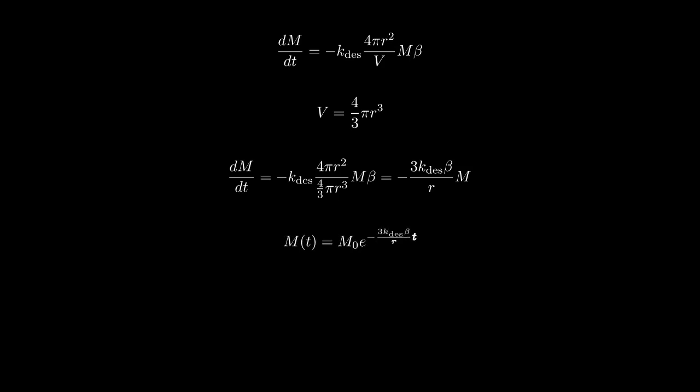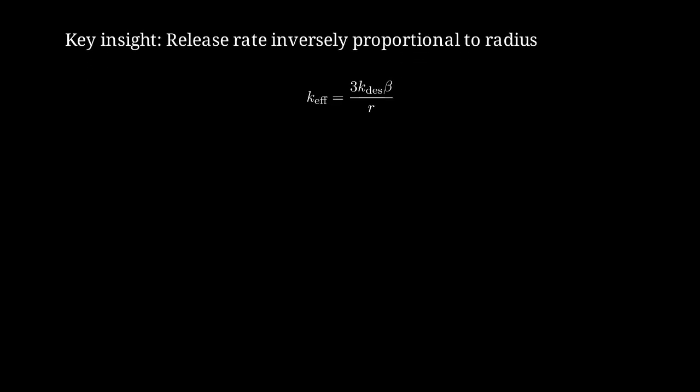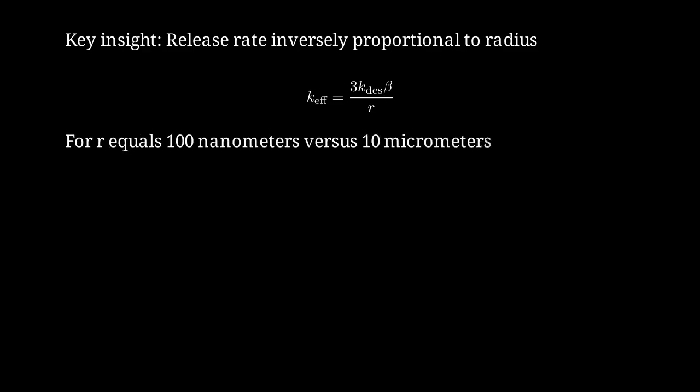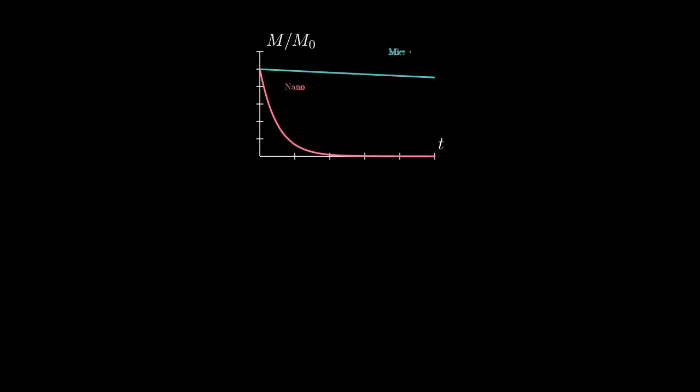This gives exponential decay. m(t) equals m0 times e to the negative 3 k_desorption beta over r times t. The key insight is that the release rate constant is inversely proportional to radius. Smaller capsules release faster. We can define an effective rate constant k_effective equals 3 k_desorption beta over r. Compare a 100 nanometer nanocapsule to a 10 micrometer microcapsule. The nanocapsule releases 100 times faster because of its smaller radius, even with identical surface chemistry. This graph shows exponential decay for both sizes, but the nanocapsule releases its contents much faster due to its larger surface-to-volume ratio.